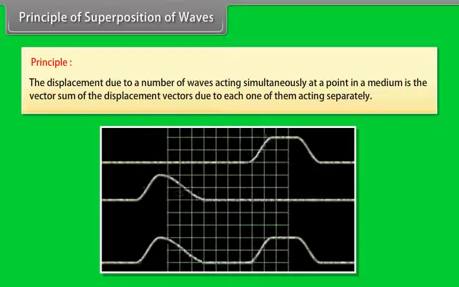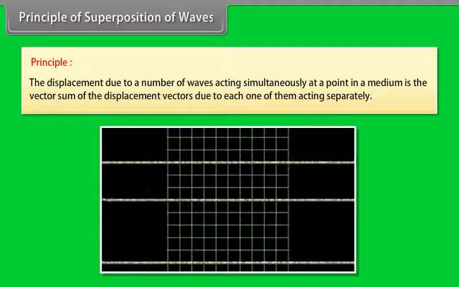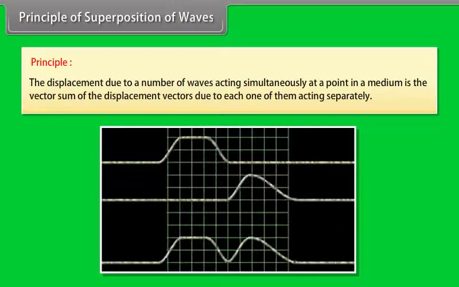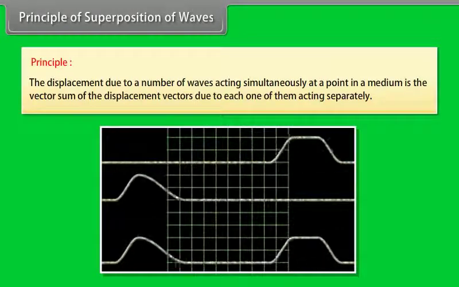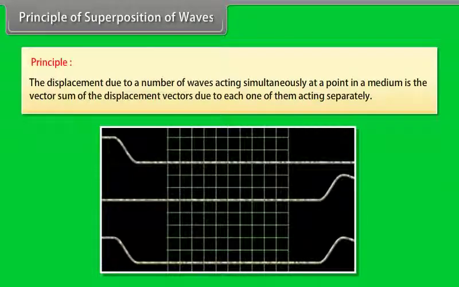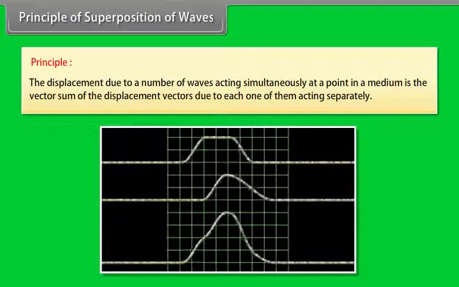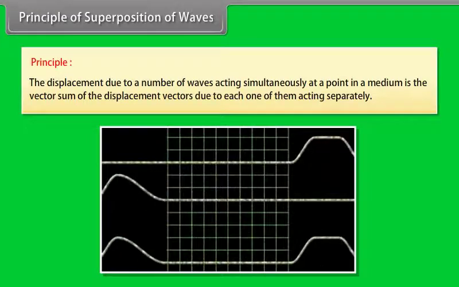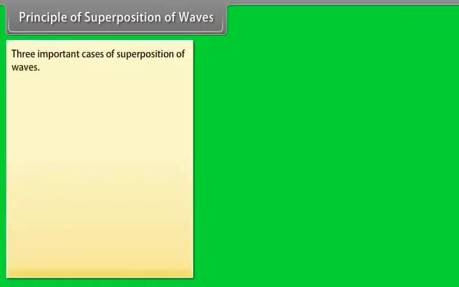Let us take an example. Consider two pulses approaching each other. When the pulses cross each other, they combine to produce a resultant pulse. After crossing each other, they again begin to travel independently as if nothing had happened. This gives rise to the following three important cases of superposition of waves.